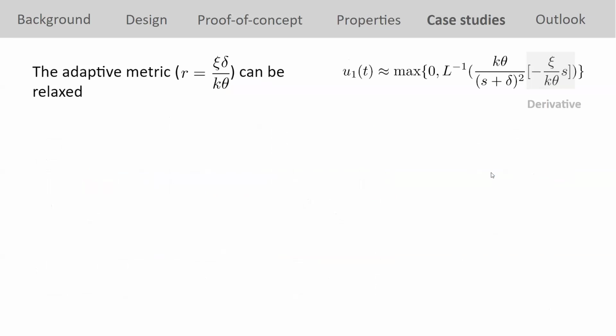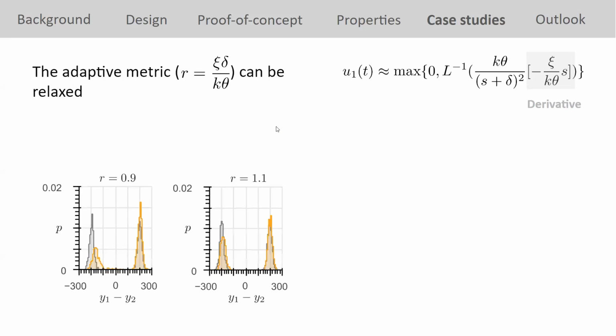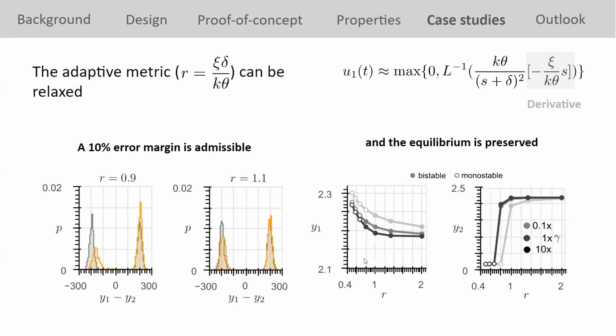And just as a final slide, we do acknowledge that setting these specific rate constants to be equal, so that the complete adaptive metric is equal to 1, can be quite difficult to do experimentally. So we were wondering if we can relax this metric, and how much we can relax that metric and still keep those properties that we have. For this particular case, in our simulations, plus or minus 10% error margin was admissible. We still were able to keep these biased probability distributions and also the equilibrium landscape within about 10% variation here.